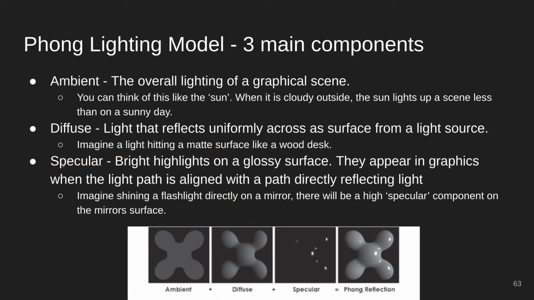Okay, and then specular, the third component, is the bright highlights on a glossy surface. Okay, that's these bright reflective surfaces that you see here. If you've ever taken a photo with a mirror in the background, or some highly reflective surface, you'll get these bright spots.